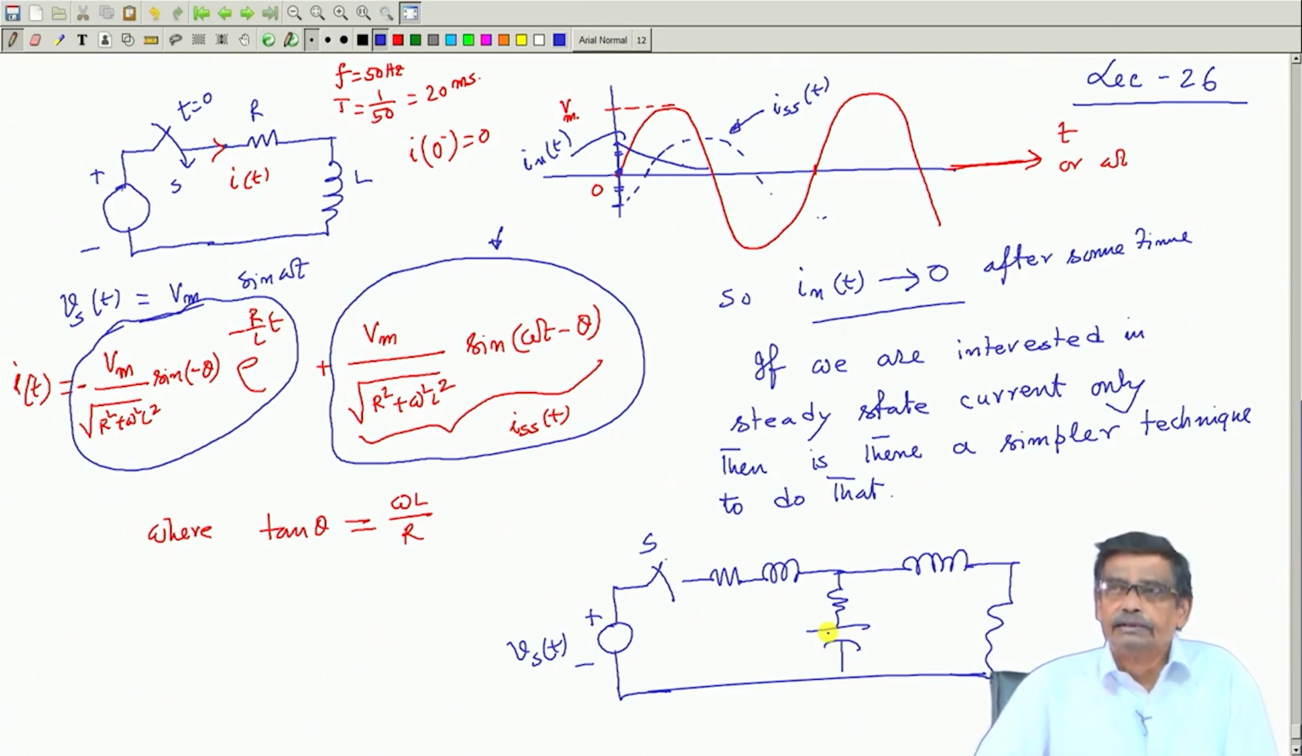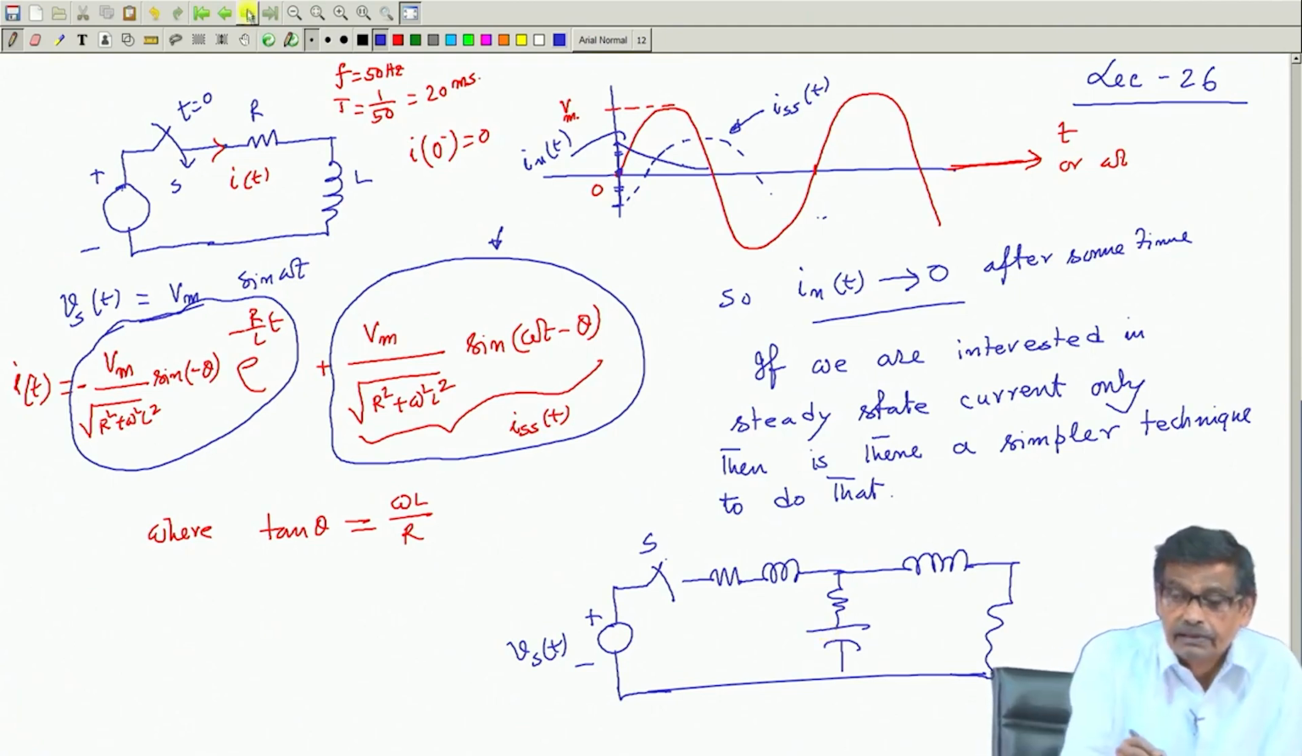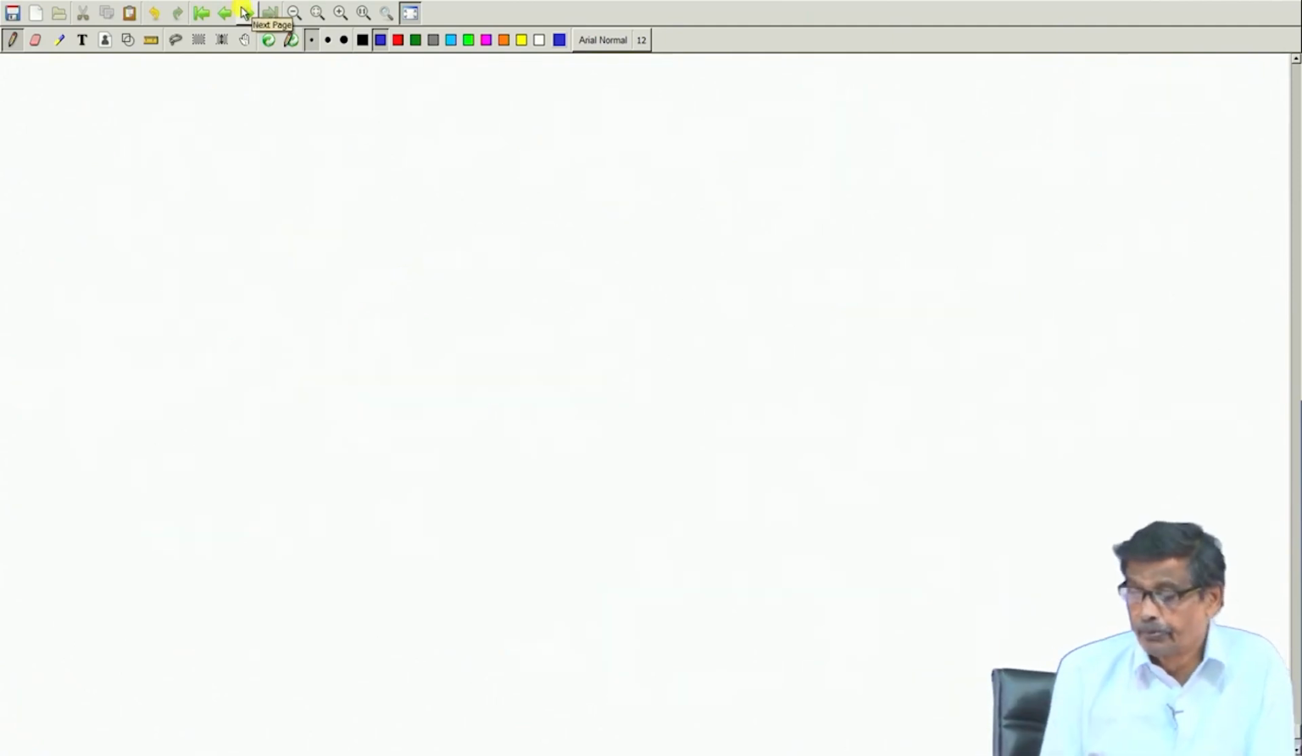Can there be some ways of simplifying that matter? Yes, it can be, and that is called the Phasor approach.